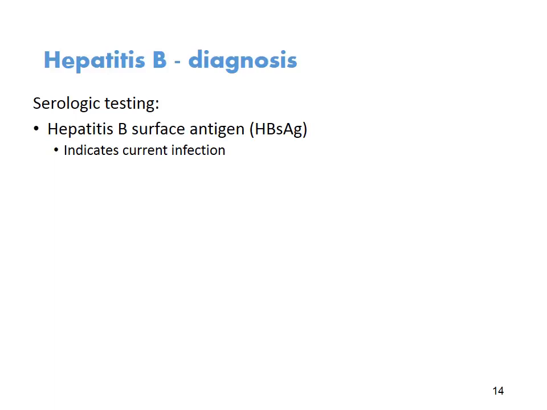Laboratory diagnosis of hepatitis B infection focuses on the detection of the hepatitis B surface antigen, or HBsAg. This is a viral protein, so the presence of this protein means that there is virus present in the blood, and this indicates a current infection.